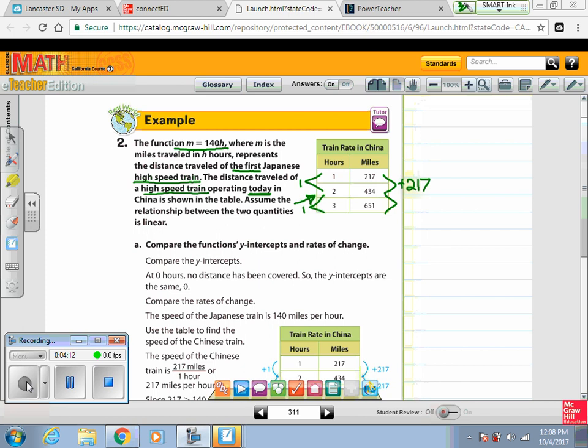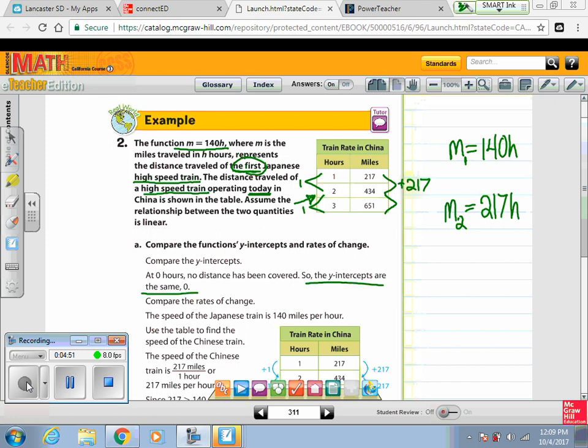So for the first Japanese train, it went 140 miles per hour, and I'll signify that with a 1. And the second train, the one that travels today, is 217 miles per hour. Okay? So first they say compare the y-intercepts. There is no y-intercept. It starts out at 0 miles per hour, right? So it says here at 0 hours no distance has been traveled, so the y-intercepts are 0.